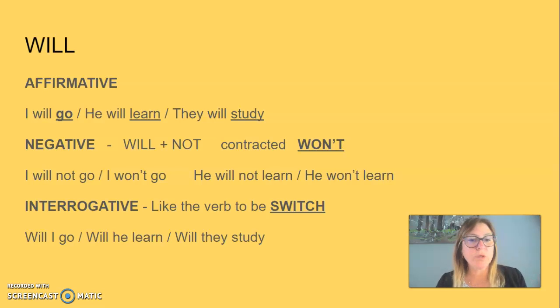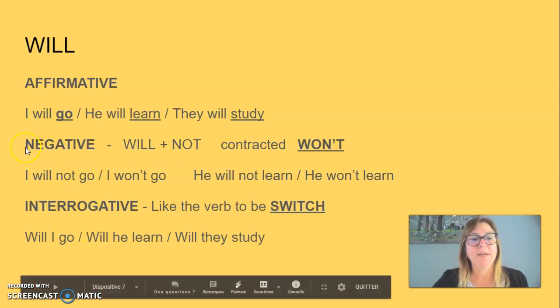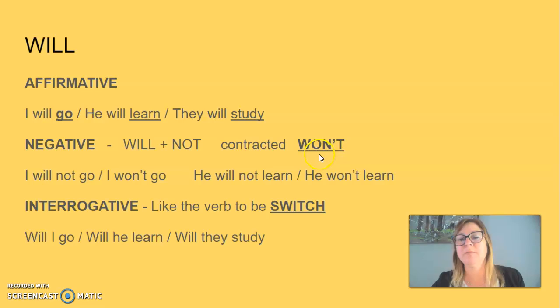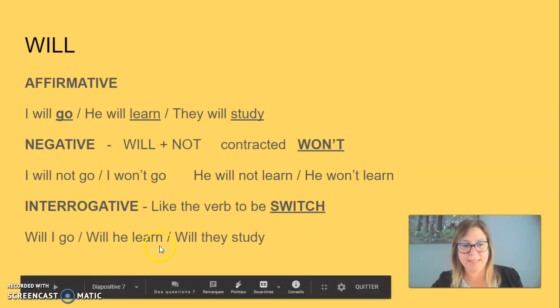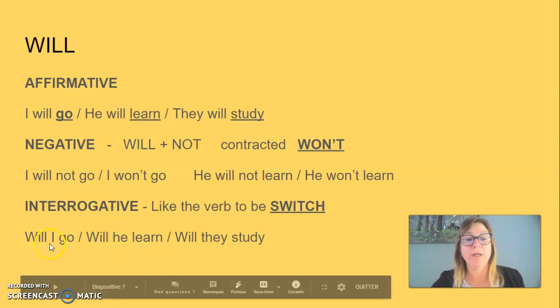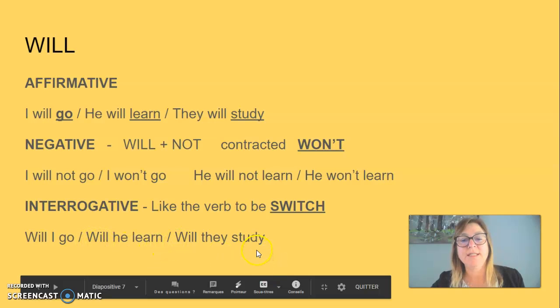So I will go, he will learn, they will study. If I want to use the negative, I will add not, like with the verb to be, and contracted, it becomes won't. Interrogative, as I told you that you had to switch, you do the same thing. So you will have, will I go? Will he learn? Will they study? And don't do like me, don't forget your question mark.